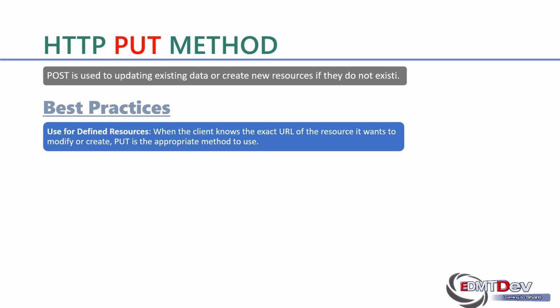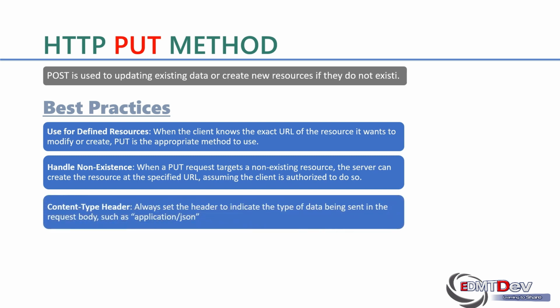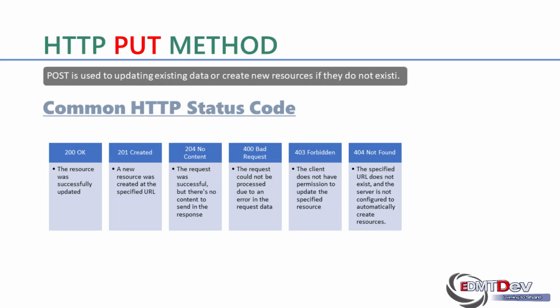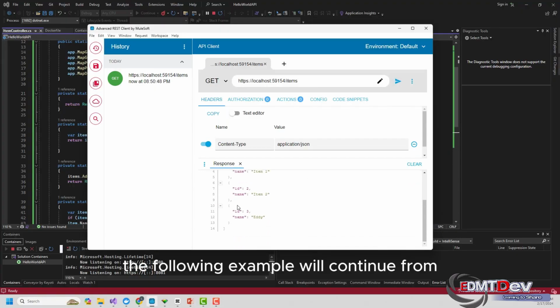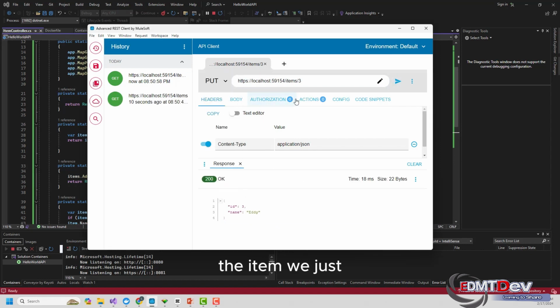Best practices you should know when using the PUT method. Here are some HTTP status codes commonly returned when using the PUT method. The following example will continue from the previous part, where we will use the PUT method to update the name of the item we just added in the POST section.